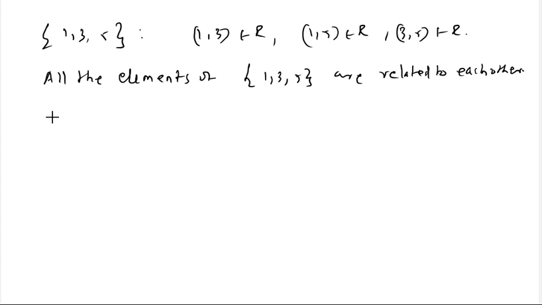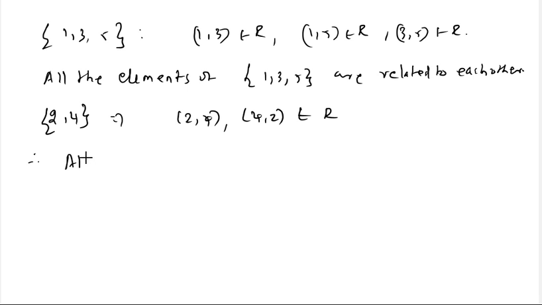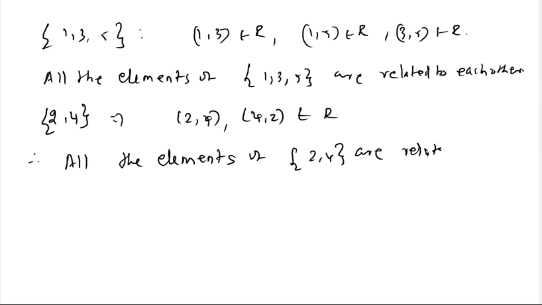And if we take 2 and 4, what is the difference between 2 and 4? (2, 4) or (4, 2) belongs to R, and therefore all the elements of the set {2, 4} are related to each other.